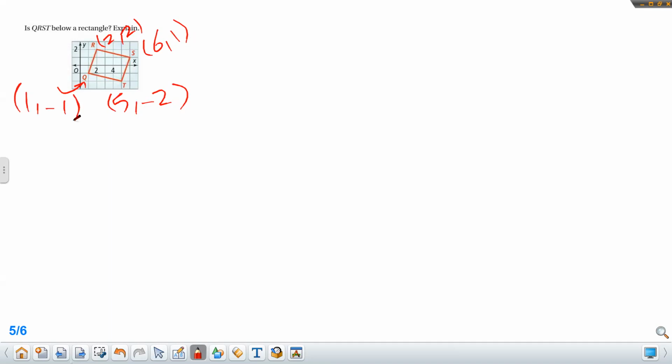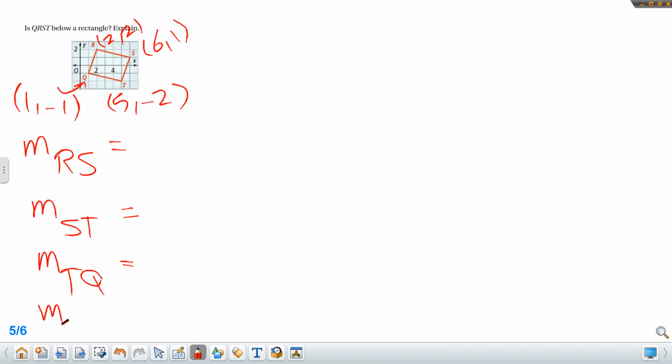First we need to find the slope of RS, slope of ST, slope of TQ, and slope of QR. What is the rule of the slope? y2 minus y1 over x2 minus x1.